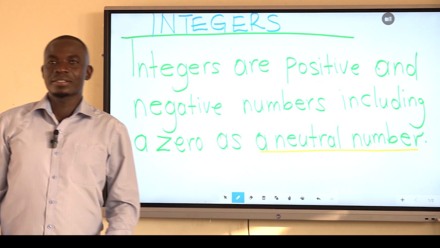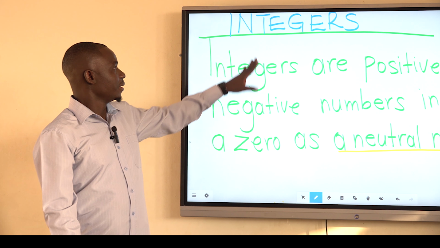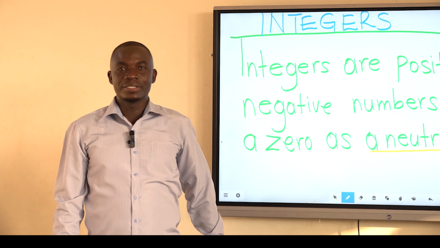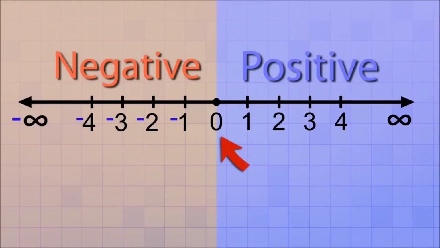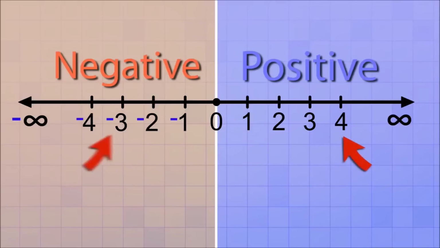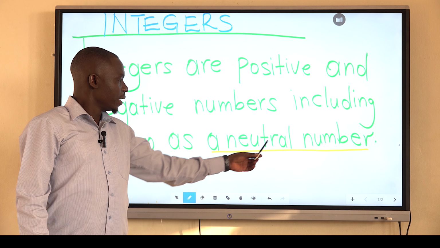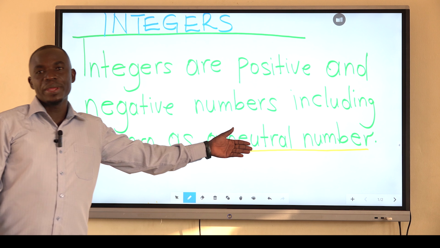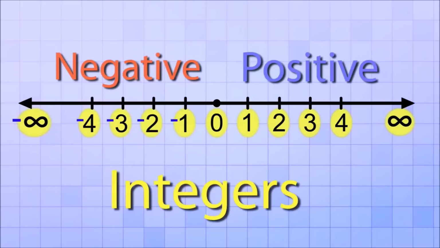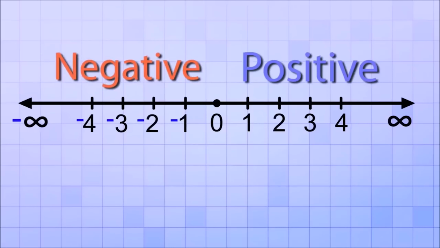Welcome to today's class. Today we are looking at integers. So what are integers? Integers are positive and negative numbers, including 0 as a neutral number. So let's look at this word here, neutral number. When we are talking about 0 as a neutral number, we mean 0 is neither negative nor positive. You cannot write a 0 with a positive, you cannot write it with a negative.